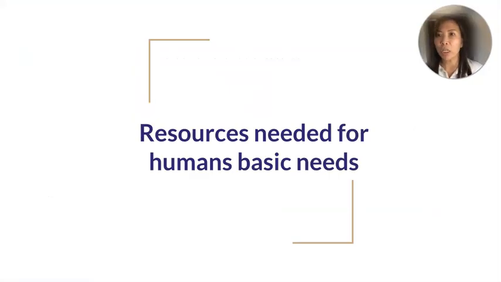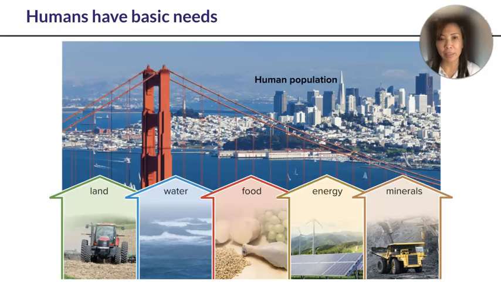So we just finished talking about biodiversity and why biodiversity is important. So now let's talk about some of the resources that having that biodiversity provides, and different resources that are actually needed for basic human needs. So the basic human needs consist of land, water, food, energy, and minerals.